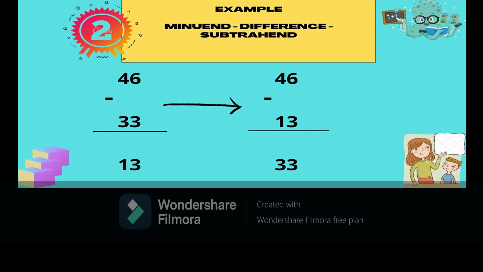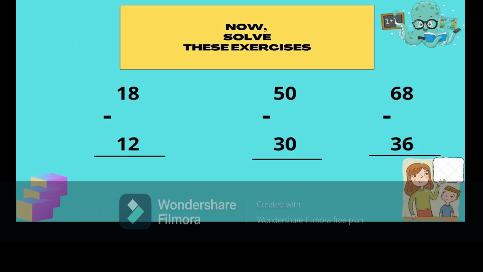Now let's practice the second property. Minuend less difference equals subtrahend. Remember, if we subtract the difference from the minuend, the result will be the subtrahend. Let's see an example. Now solve these exercises.